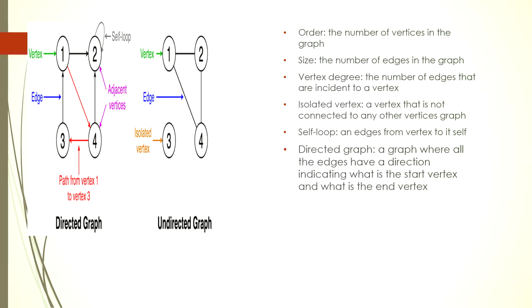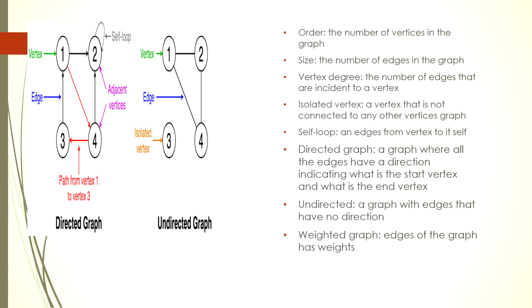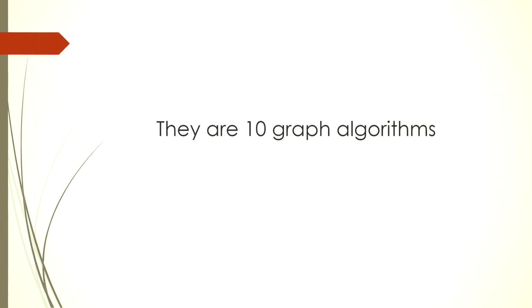Directed graph: a graph where all the edges have direction indicating what is the start vertex and what is the end vertex. Undirected graph: a graph with edges that have no direction. Weighted graph: each edge of the graph has a weight. Unweighted graph: the edges of the graph have no weight. There are 10 graph algorithms.